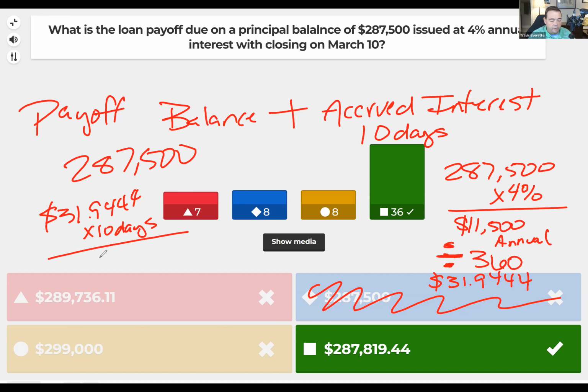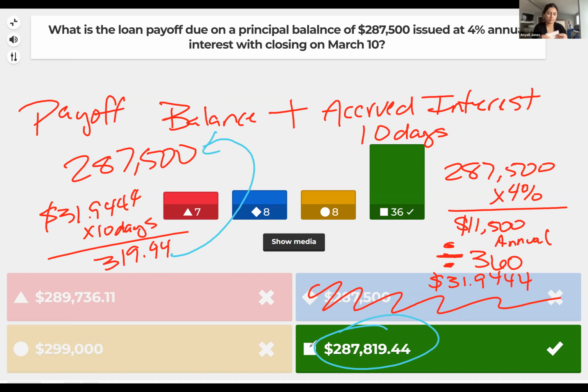That's 319 and 44 cent-ish, right? And what do we have to do with that 319? Take it back and do what with it? Add it to the principal balance. And if we do that, that should be this number right here, the 287,819 and 44 cents.